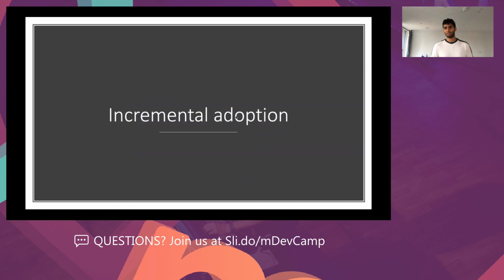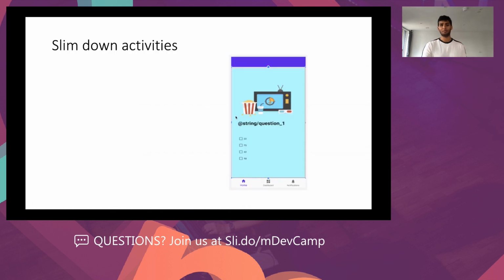So far, so good. There's a lot of promised land in the navigation component, but how do we adopt it? Because not everyone is rewriting our application in the next 1 year or so, right? So we can adopt it incrementally, and we have. I just want to give you a quick guidance on how we adopt it incrementally. The first thing you want to do is slim down your activities. If you have heavy activities, you want to slim them down.